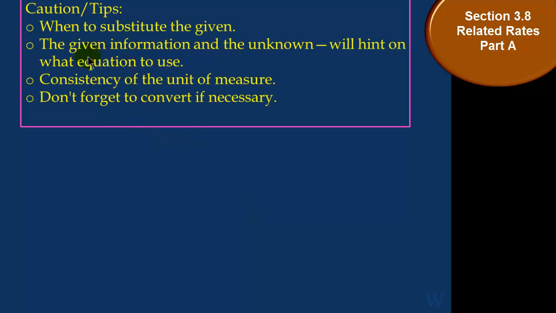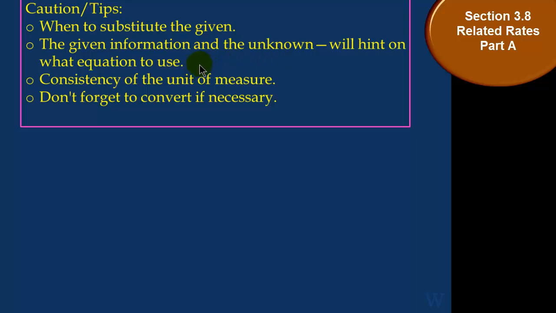Some of the things that I said a while ago was that we substituted the given after we differentiated. When the given information is a rate of change and when it is at an instant, the only time we substitute those numbers is after we differentiate. Of course, it's different if you have just a fixed value of a variable, a fixed value of a height, a fixed value of a radius, etc.